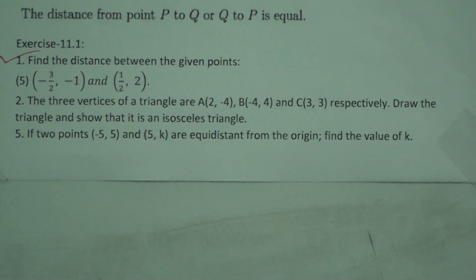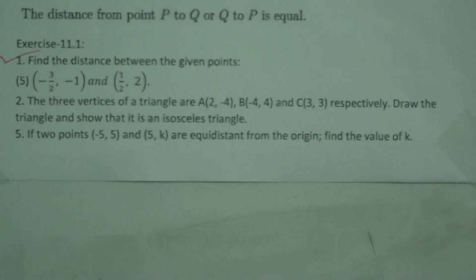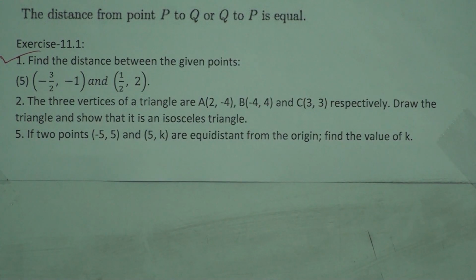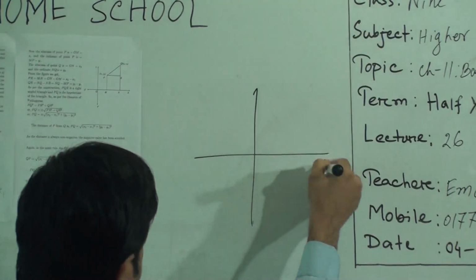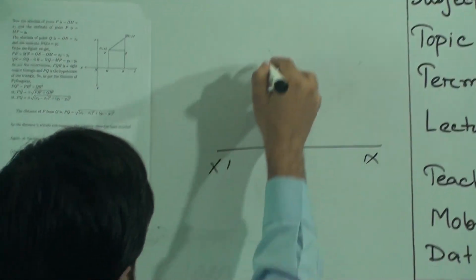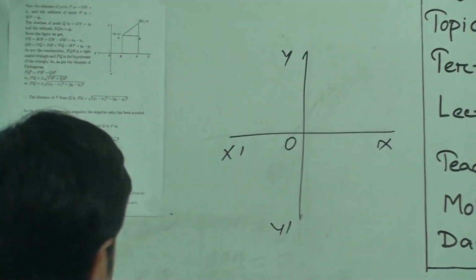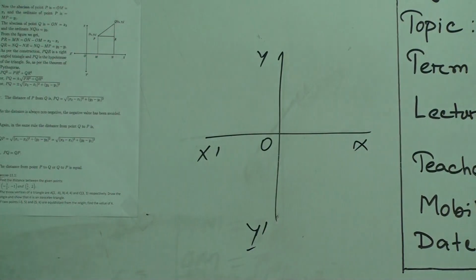So at first we have to draw the triangle, plotting the points on the graph. You can use the graph paper. I will not use the graph paper, I will just draw the figure without it. I will just show the plane here. Now see, this is the x-axis, XOX', YOY'. Now we need to see the points here.